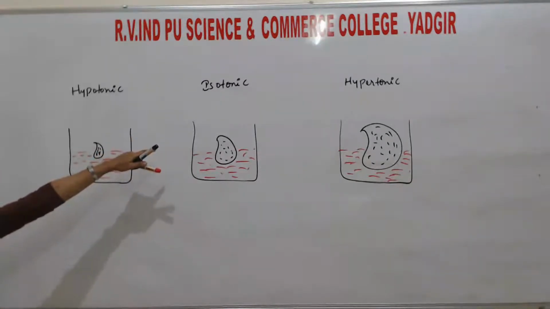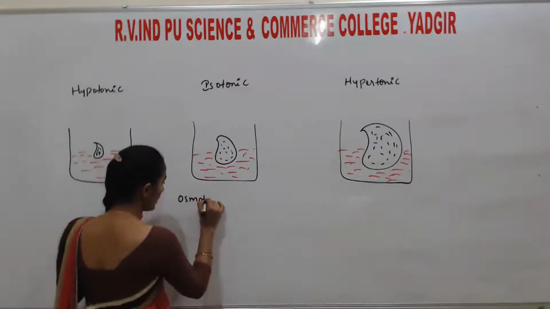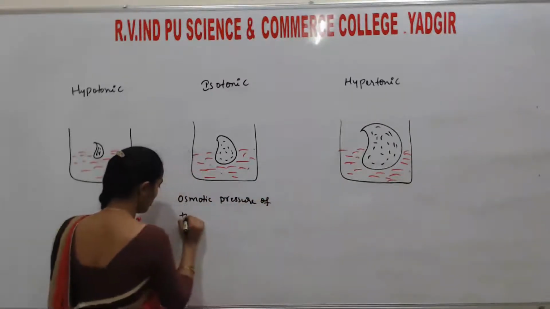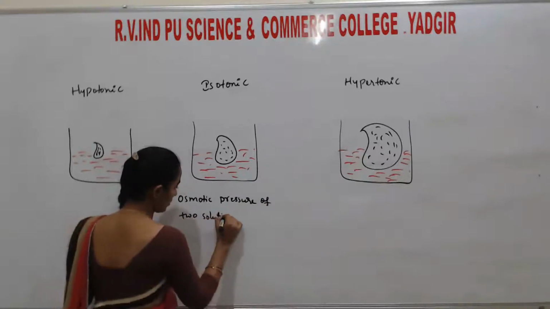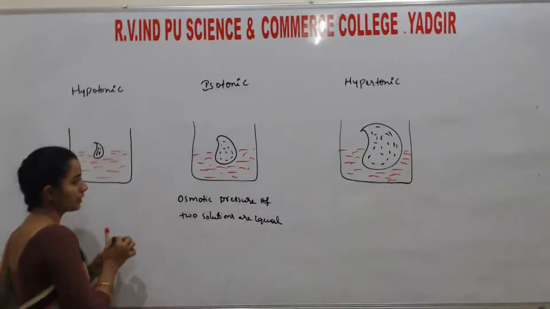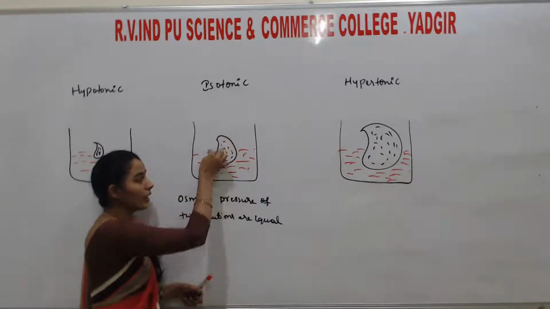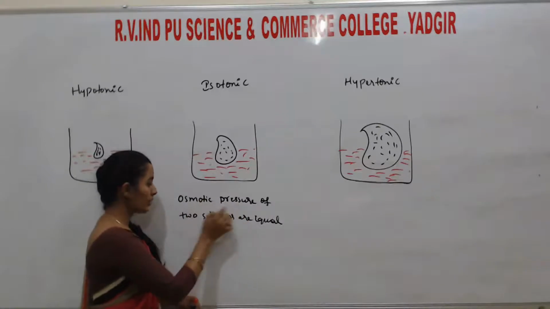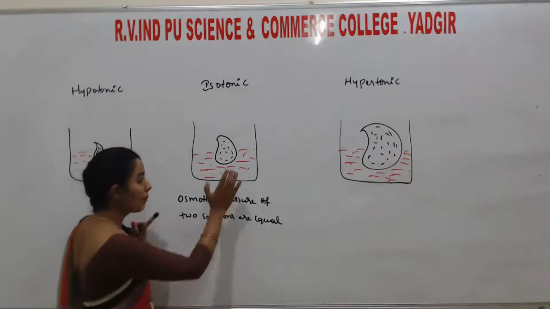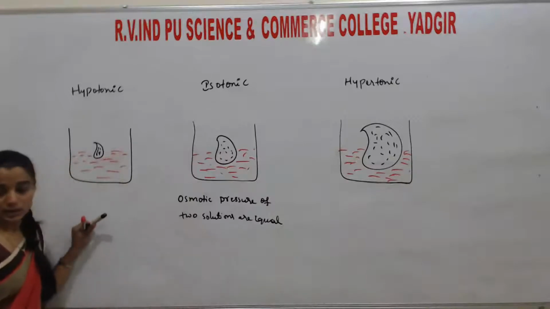Why is it called an isotonic solution? Listen here. The osmotic pressure of two solutions is equal. Means, students, if the solution inside and the solution outside the semi-permeable membrane are equal, so the osmotic pressure of two solutions is equal, then it is said to be an isotonic solution. Comparing with this isotonic, we can classify hypotonic as well as hypertonic solutions.